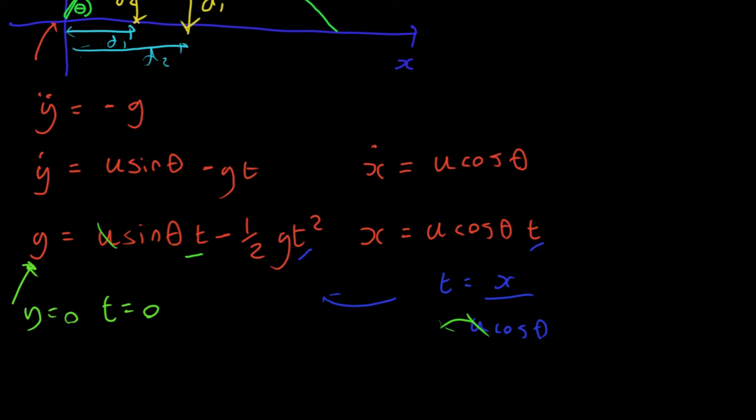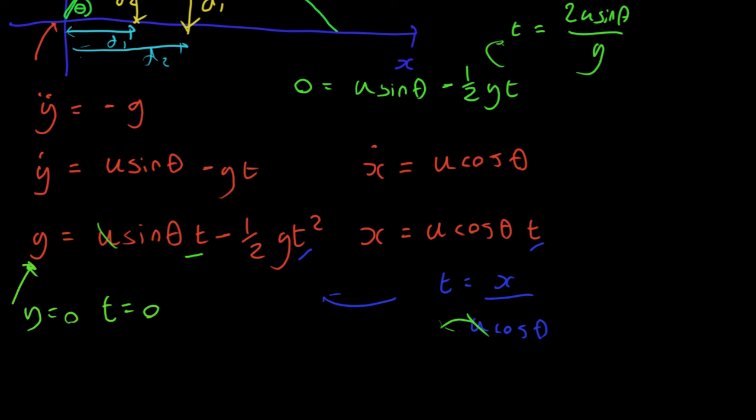Or if t is not 0, what equation are we solving then? Let me write it in green up here. Well, it'll be 0 equals u sine theta minus a half gt. Rearranging that, I will have the time at which the particle will have come back down. So it'll be the time of flight, I guess. So what is that going to be? That's going to be 2u sine theta over g.